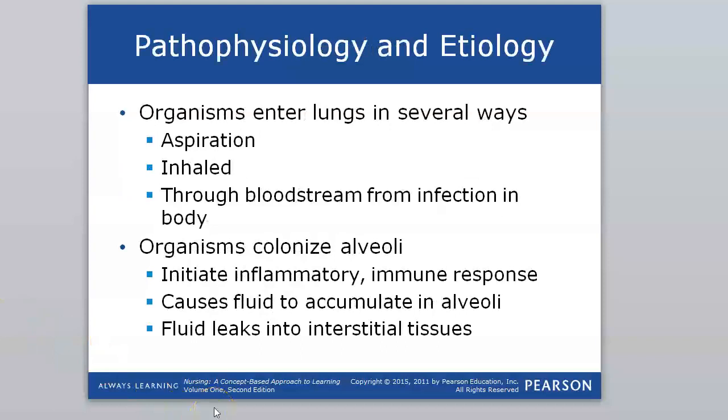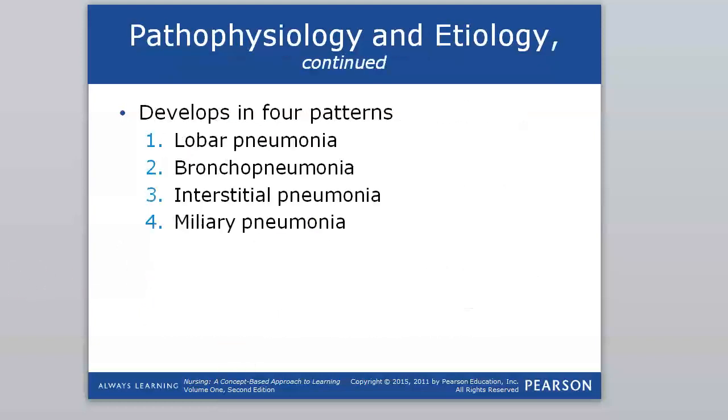So organisms will enter the lungs in several ways, and that can happen through aspiration, you can inhale them, and obviously through the bloodstream from infection in the body. So the organisms actually colonize or kind of gather in the alveoli, and it initiates, as I said before, the inflammatory and immune response, causing fluid to accumulate in the alveoli, and then fluid leaks into the interstitial tissues. And these are the ways in which the pneumonia can develop.